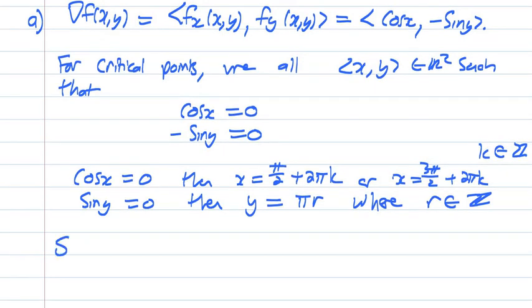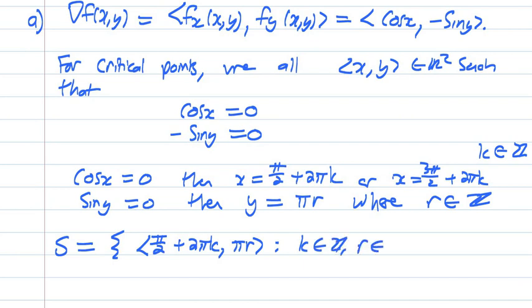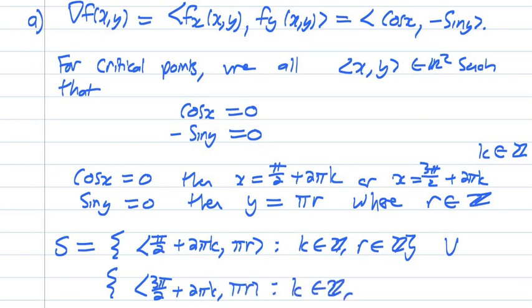So S is going to be the following. It is going to be all the 2D vectors of the form pi over 2 plus 2 pi k, pi r, where k is an integer and r is an integer, union all the pairs where x is 3 pi over 2 plus 2 pi k, y is pi r, where k is an integer and r is an integer. So we see that there are infinitely many critical points to this function of two variables.